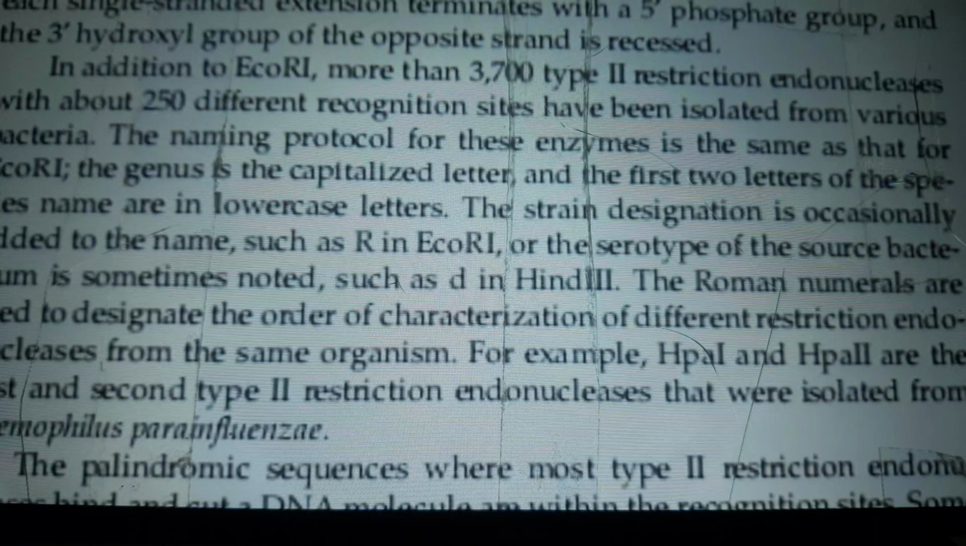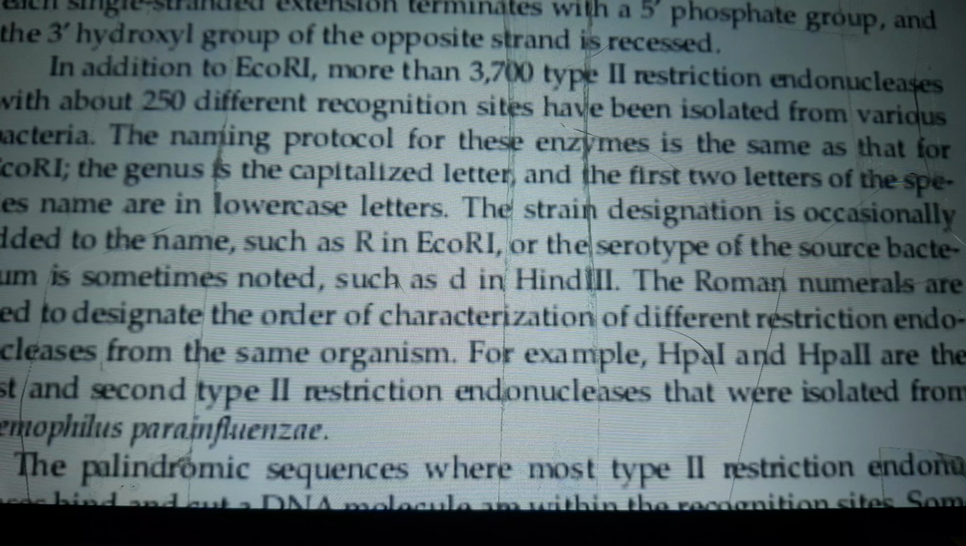Please make a note of the diagram here, which is the illustration here. It could help you in your notes. Each single-stranded extension terminates with the 5' phosphate group, and the 3' hydroxyl group of the opposite strand is recessed.